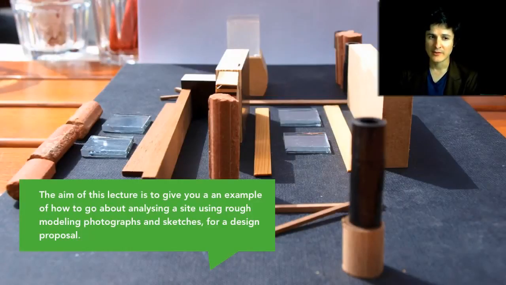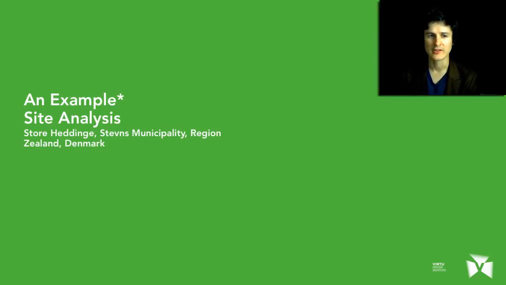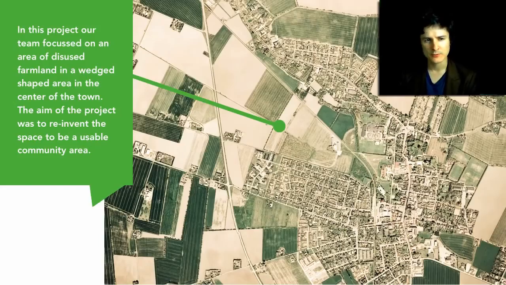As I said, the aim of this lecture is to really give you a good example of how to go about doing a site analysis. My example is going to come from a project I did while I was on exchange at university, and it was a project in Storhedinge in Denmark. Now, this is a landscape architecture project, but the fundamental principles of doing a site analysis apply across landscape architecture, interior design, and really any process where you're designing spaces.